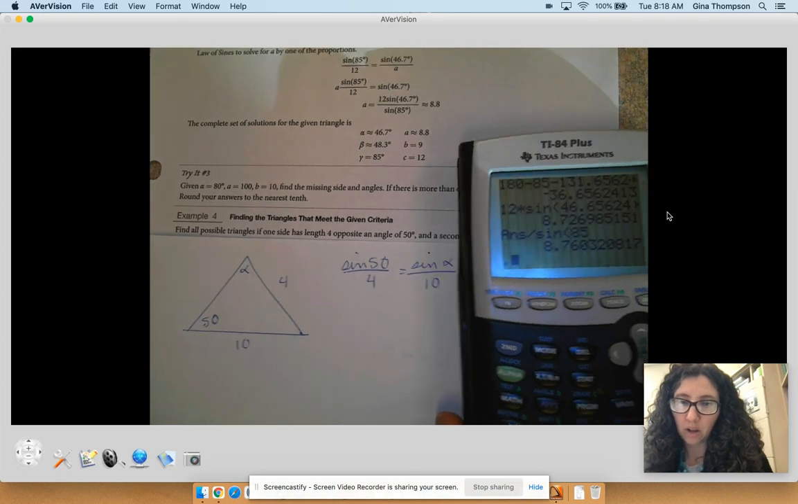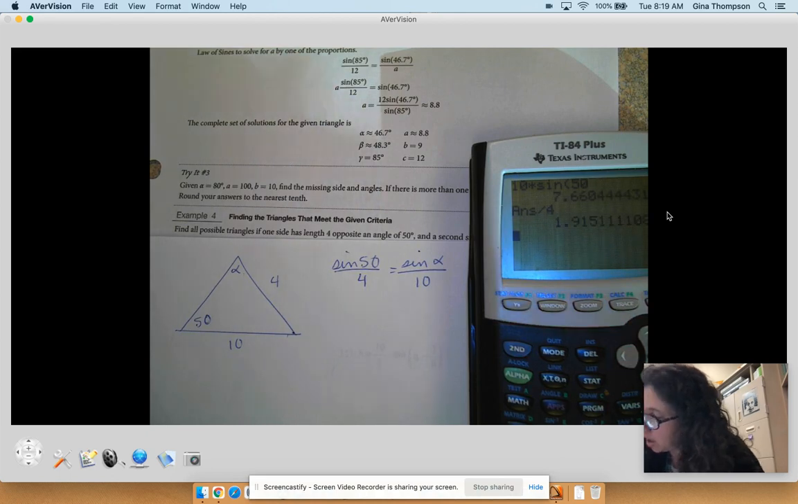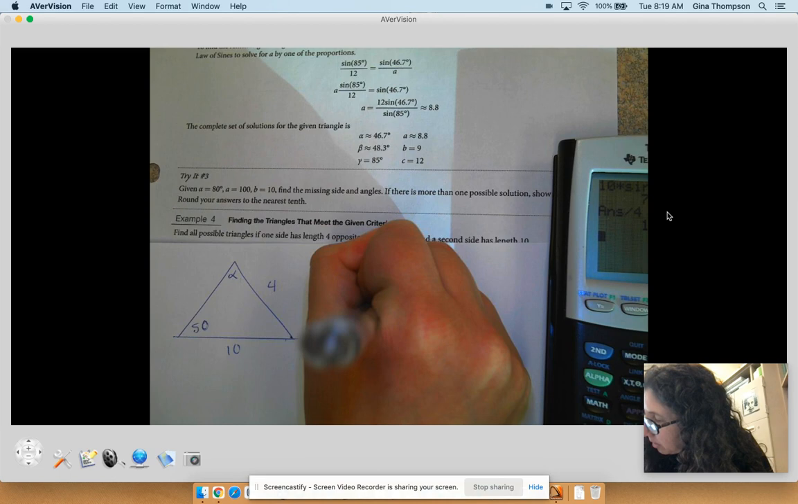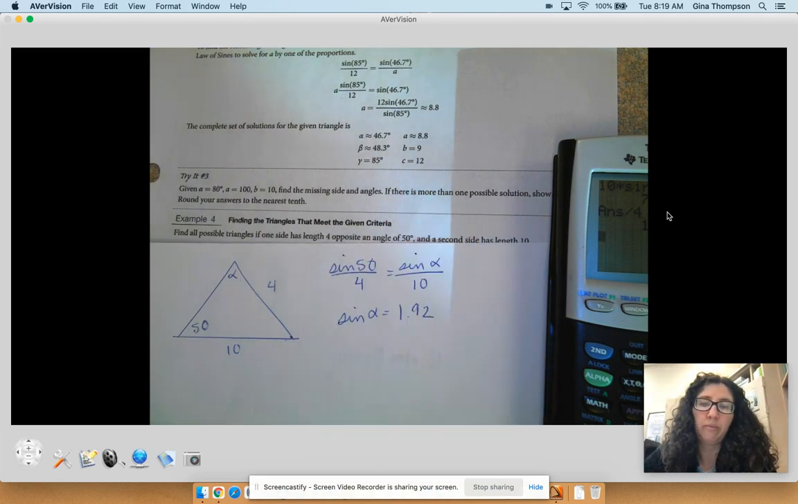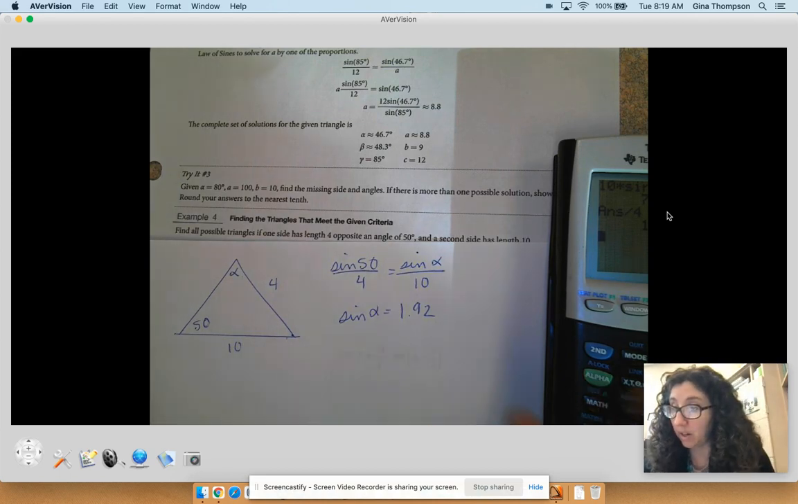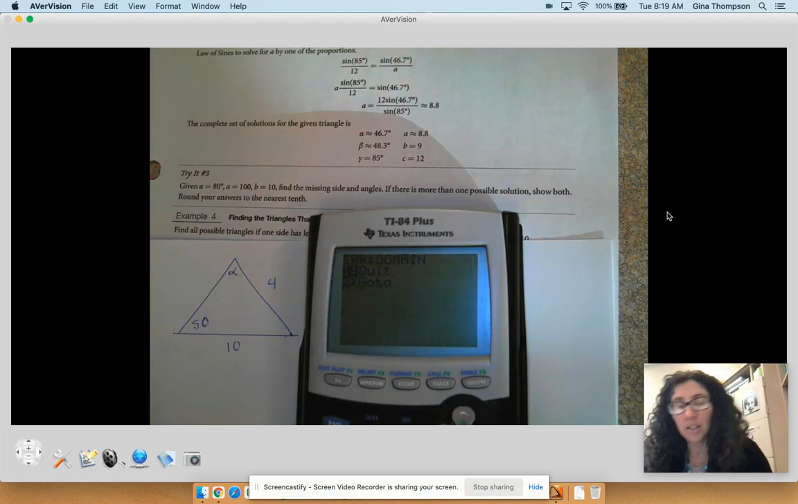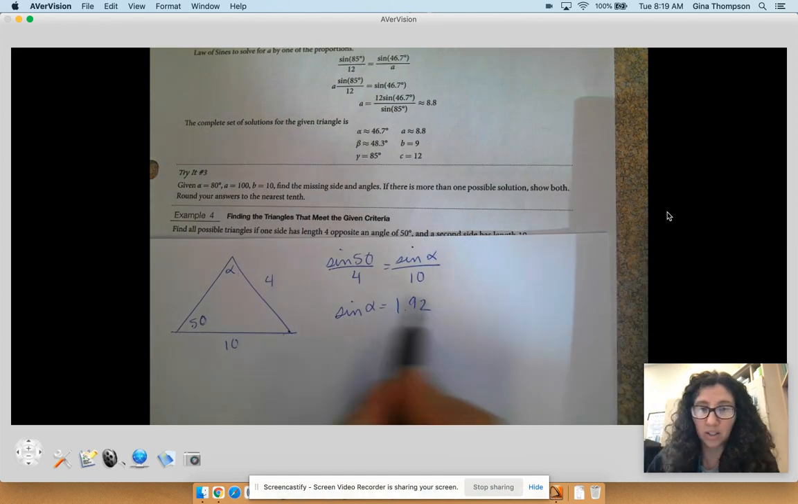I'll put this here so you can see it. So let's see, 10 times sine of 50 divided by 4. So sine of alpha equals 1.92. Do you see a problem? Yes. Sine can only go from -1 to 1, right? If I put this in my calculator, in fact, I can just do that right now. Inverse sine of this is an error. This doesn't exist.